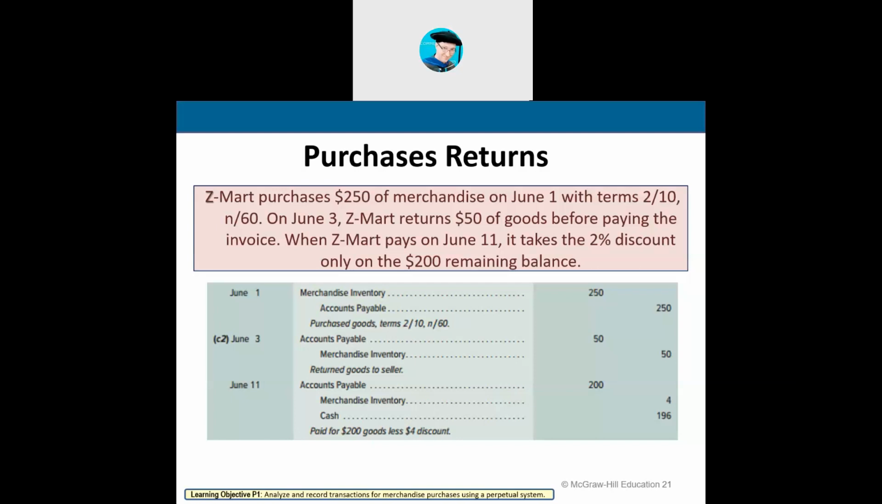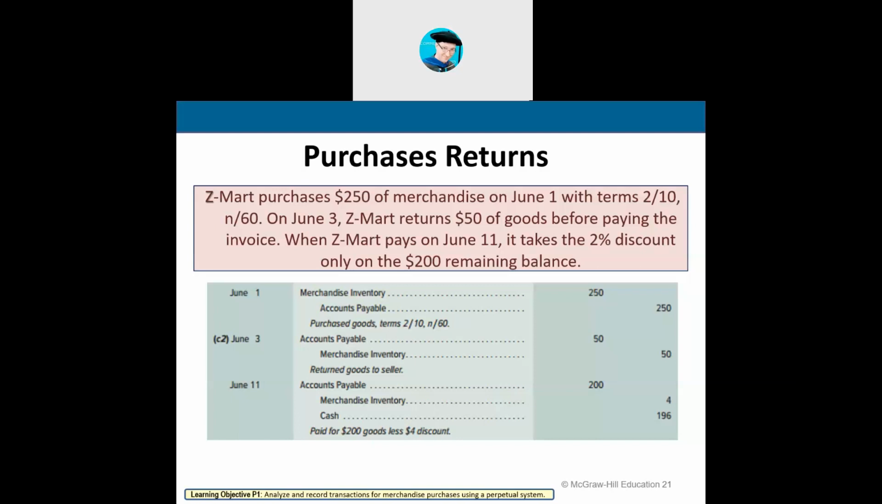On June 3rd, we realized that some of our inventory is defective. So we contact the seller and say, "Hey, seller, my stuff that you sold me is broken. I'm going to send it back to you." Okay. So we debit accounts payable to reduce the accounts payable by the defective amount, in this case $50 worth, and we credit merchandise inventory to take it out of our inventory.